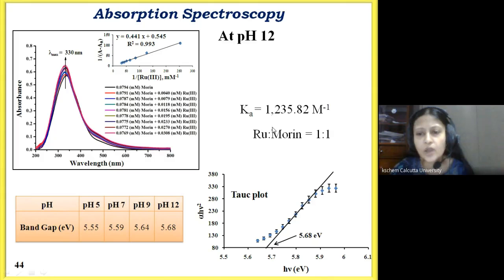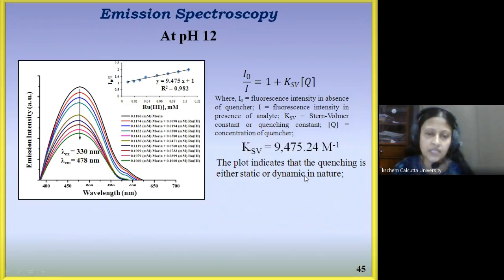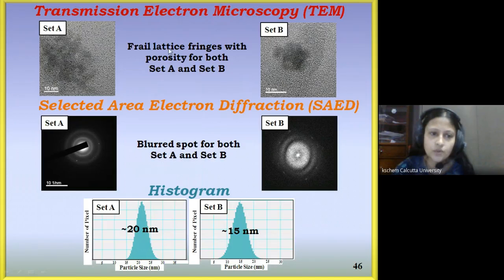The Benesi-Hildebrand plot gives the association constant of the complexation and the ruthenium to morin ratio present in the complex. The emission spectra, because morin shows fluorescence, we can also obtain the Stern-Volmer constant, which shows the complexation stability constant, from the fluorescence spectroscopy. Transmission electron microscopy shows particles of nearly 20 to 30 nanometer size. Fringe lattice fringes with porosity for both set A and set B can be seen, and fine microcrystallinity can also be observed in both kinds of particles.